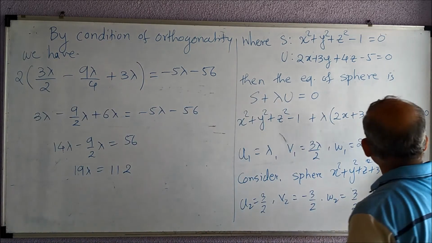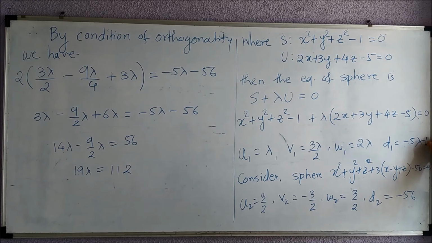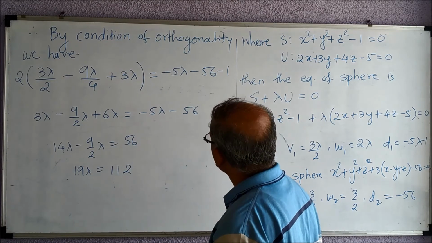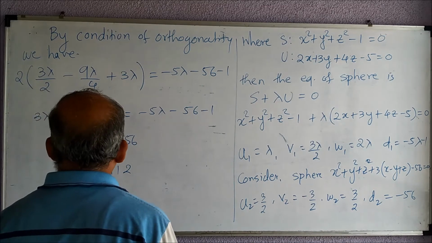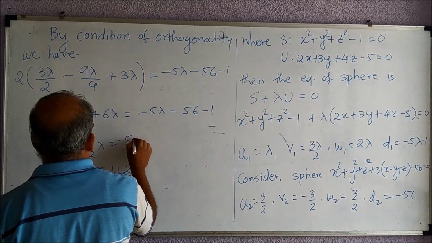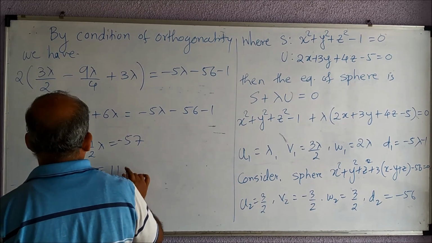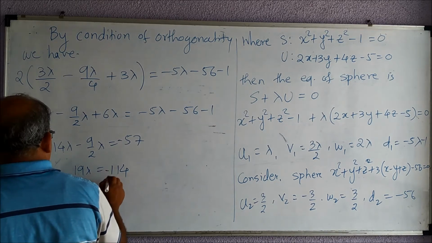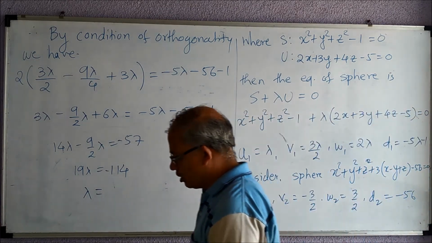I think d1's value we have not correctly taken. It is minus 5 lambda minus 1. Just make this correction: minus 5 lambda minus 1. So this minus 1 is there. So this is minus 57. So this will be 114. So lambda is equal to minus 6.